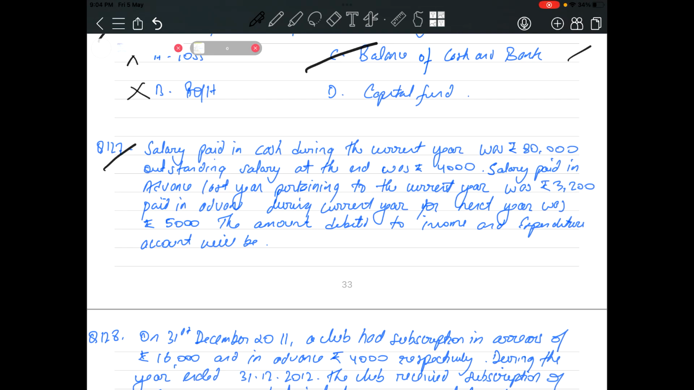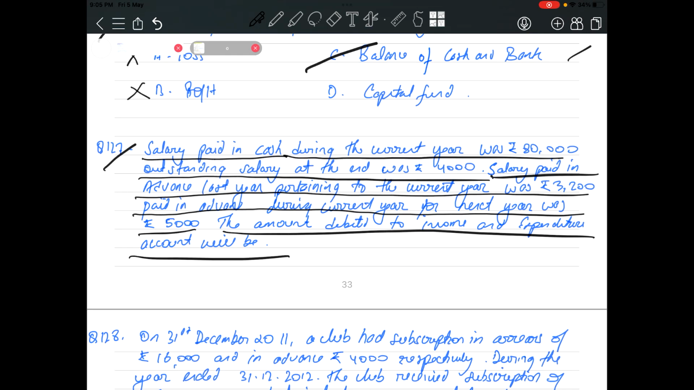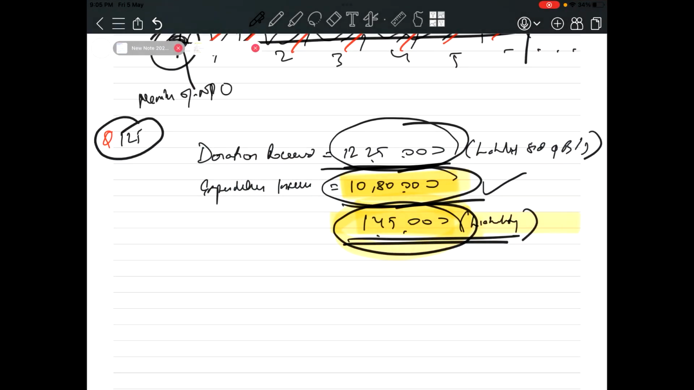Now 127. What is the question saying? Salary paid in cash during the current year was 80,000. Outstanding salary at the end was 4,000. Salary paid in advance last year pertaining to the current year was 3,200. Salary paid in advance during the current year for the next year was 5,000. What will be the amount debited to income and expenditure account? Now let's try to understand this with a timeline.